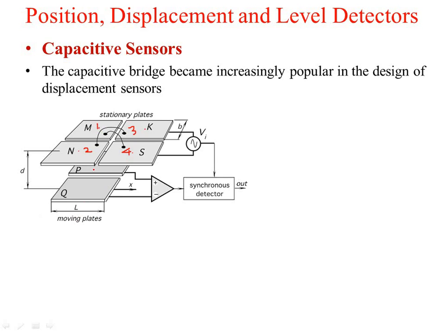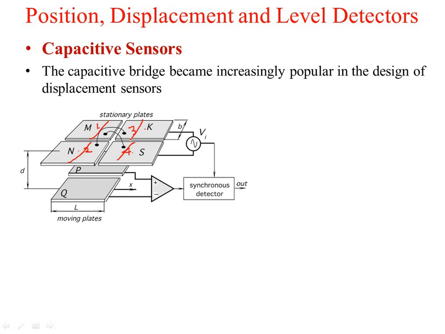Now what will happen when these 2 plates are at the center place? That means there is an equal area covered by these 2 plates. So Q is covering half of the portion with this one and half of the portion with this one, and P is covering half of the portion with this one and half of the portion with this one. At that time, the capacitive bridge is completely balanced.